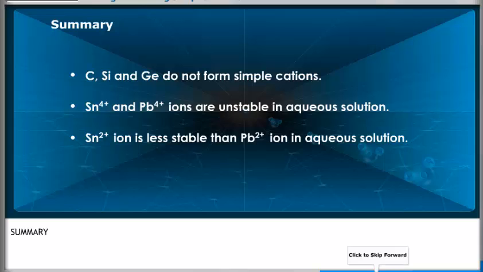Summary: carbon, silicon, and germanium do not form simple cations. Sn4+ and Pb4+ ions are unstable in aqueous solution. Sn2+ ion is less stable than Pb2+ ion in aqueous solution.